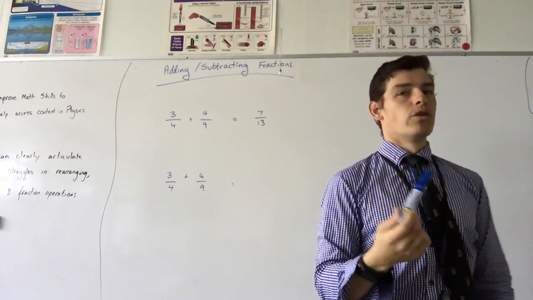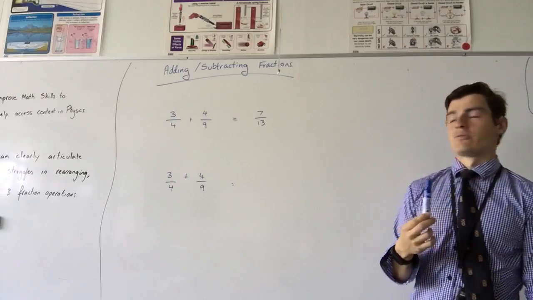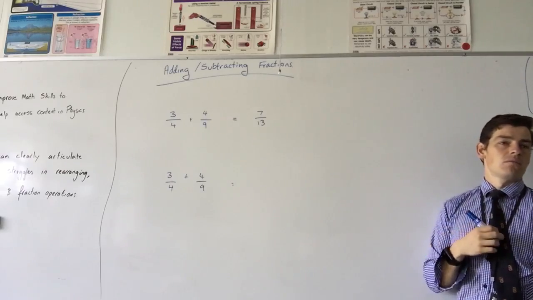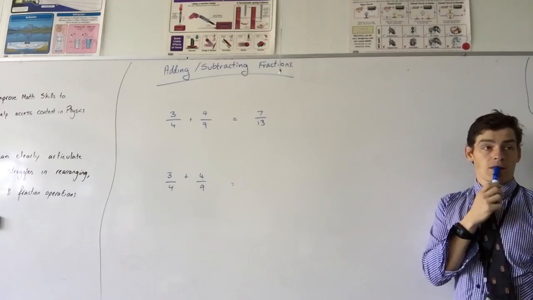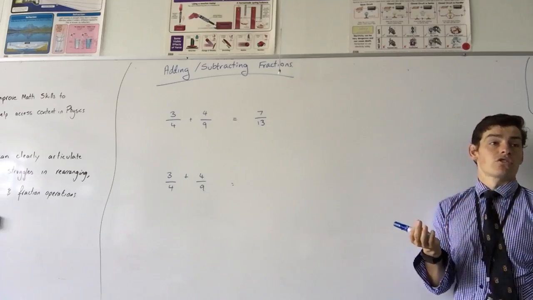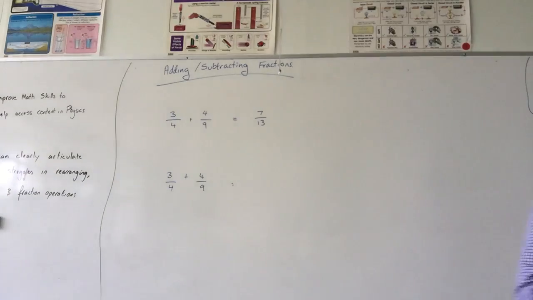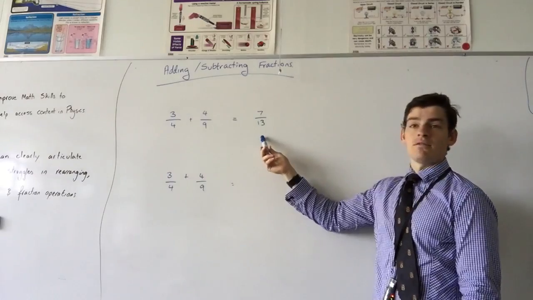And the best way to avoid these things from happening is to use a little bit of common sense and estimation. 3 over 4, how can we say that in another way? Damon? 75% or 3/4, correct? 4 over 9, what's that pretty close to? Pretty close to a half, isn't it? So if you've got 3/4 plus a half, should that be the better half?